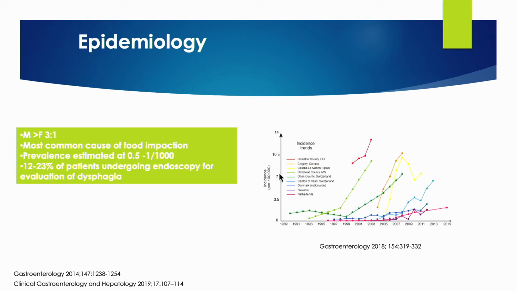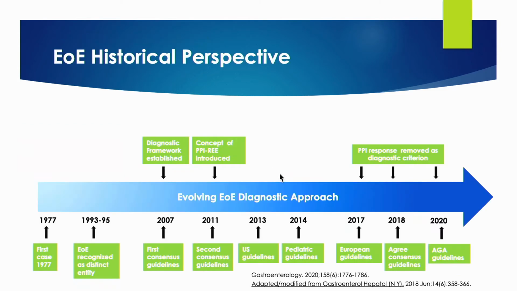However, the factors that are driving this are still not very well understood. No EOE lecture is complete without a historic perspective, and this is mine. So the first case of EOE was published in 1977. But it wasn't recognized as a distinct entity until the mid-90s. And the first clinical guidelines didn't come out until 2007. And that's when we developed a diagnostic framework for diagnosing and treating the disease.